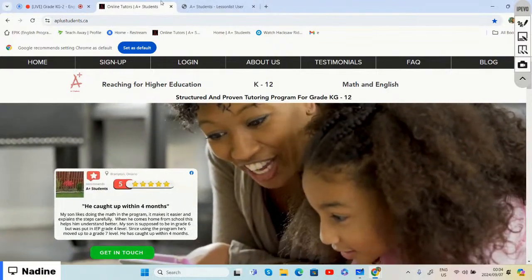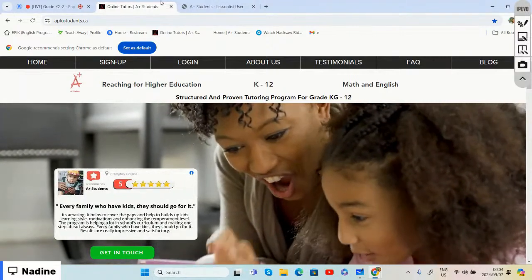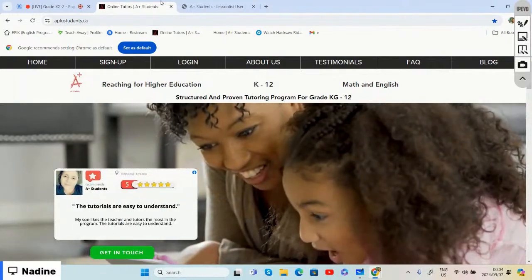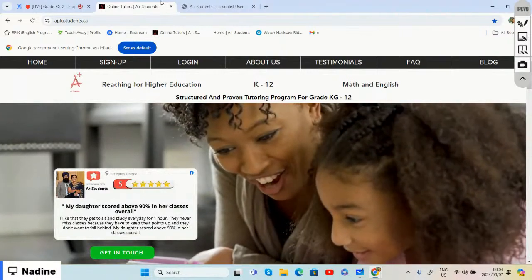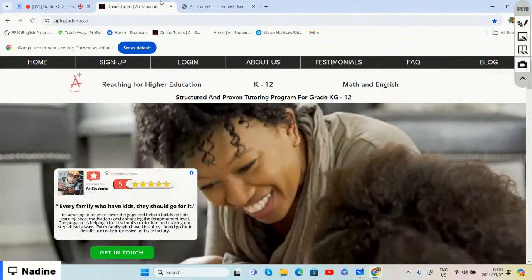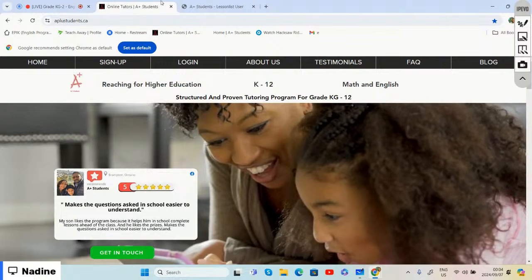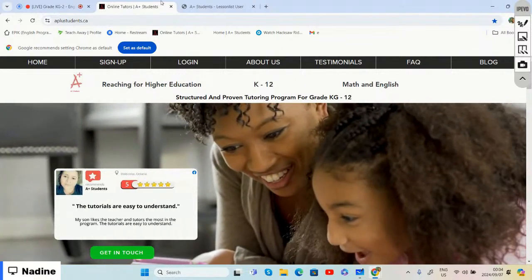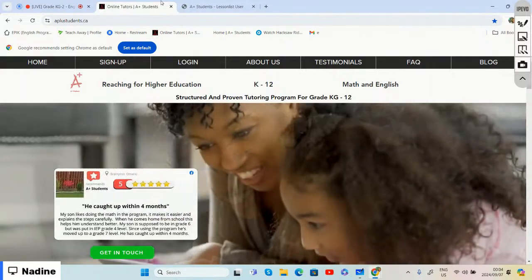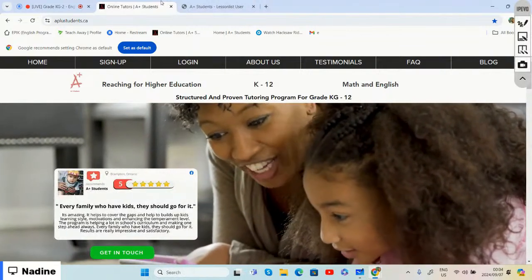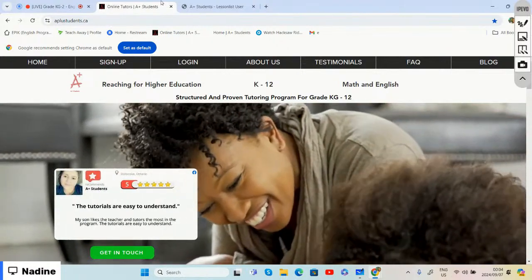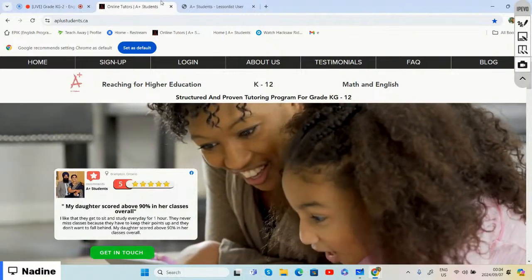Once you've logged on to aplusstudents.ca with our username as well as our password, we're going to select the subject of English Language Arts. We're doing kindergarten to grade 2, and then we're going to scroll down until we get to our chapter of irregular past tense.